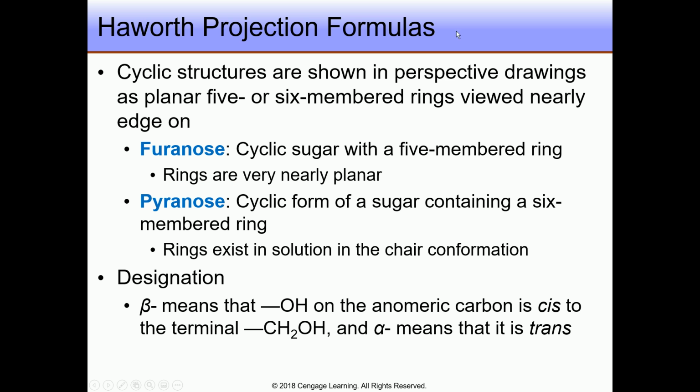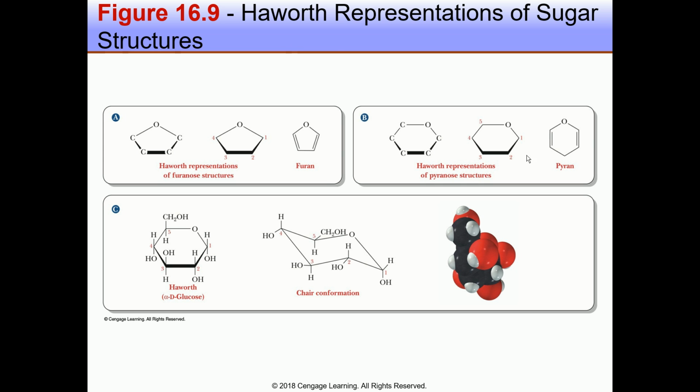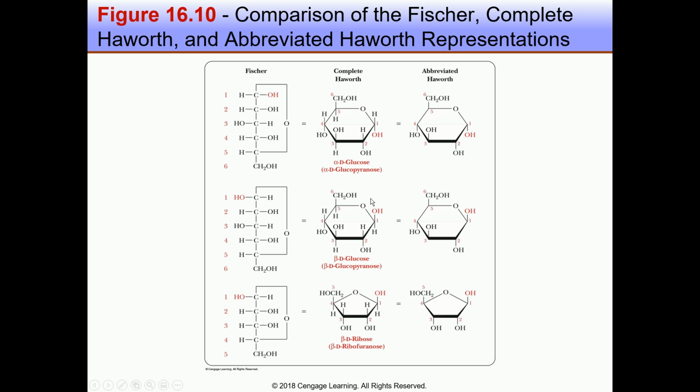And what is a pyranose? I just told you, a cyclic form of sugar containing a 6-membered ring. And similarly, we have a furanose. It is a cyclic sugar with a 5-membered ring. So this basically shows you the Haworth projections for the sugars. These are all cyclic forms. This is the furanose, which has a 5-membered ring, and this is the pyranose, which has the 6-membered ring. So this shows you the Fischer projections, complete Haworth and abbreviated Haworth projections. These are different ways of representing this.